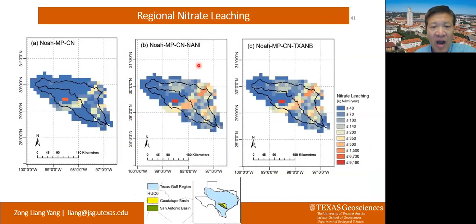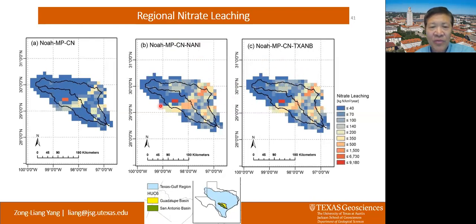And this is the ongoing work. A student of mine is linking this NoahMP-CN with NANI, which is the national nitrogen input from dry deposition, wet deposition, and the sewage and the agricultural use, etc. And we have two different products. One is a national product, another one is a Texas-specific product. Two products of nitrogen input.